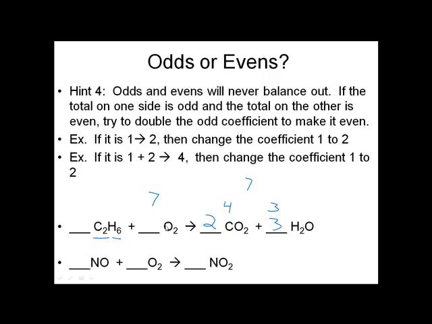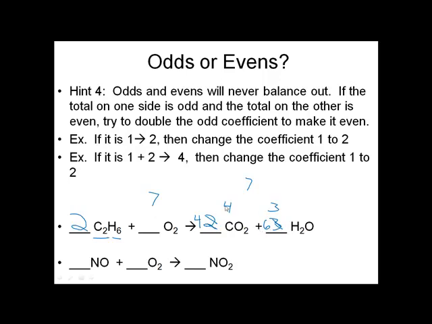Again, I only use whole numbers, so I can't put 3.5 in front of the O2. Since oxygen always comes in pairs, I have an even number on the left, an odd number on the right. So what I'm going to do is double everything. I'm going to put a 2 in front of my C2H6. That's going to change this to 4, and my coefficient in front of my H2O to a 6.